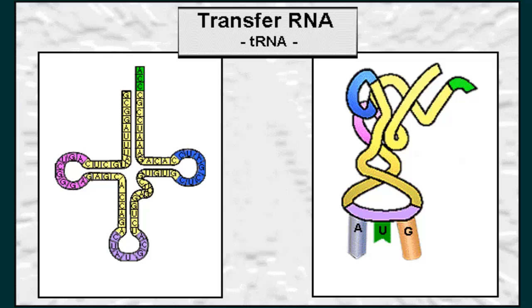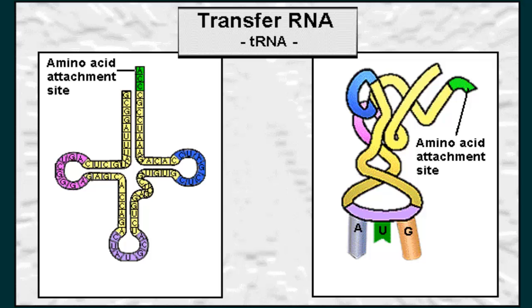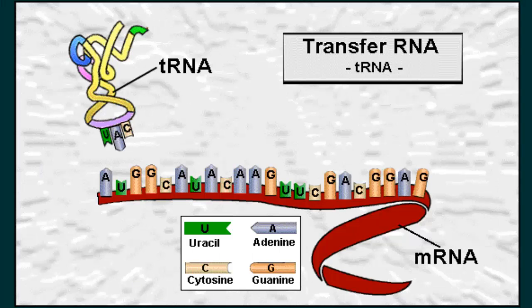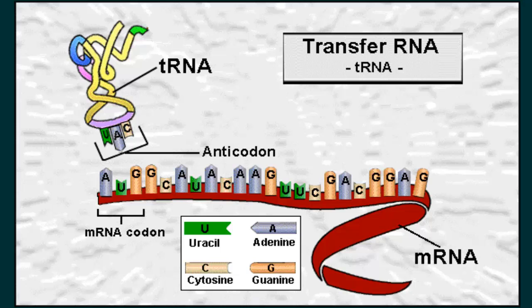Notice that at one end of the tRNA molecule there is a short tail. This tail serves as the amino acid attachment site. At the other end of the tRNA molecule, there is a loop of nucleotides. Within this loop lies a sequence of 3 bases which make up an anticodon. An anticodon is the complement of an mRNA codon. The anticodon in this case consists of one molecule each of uracil, adenine, and cytosine.